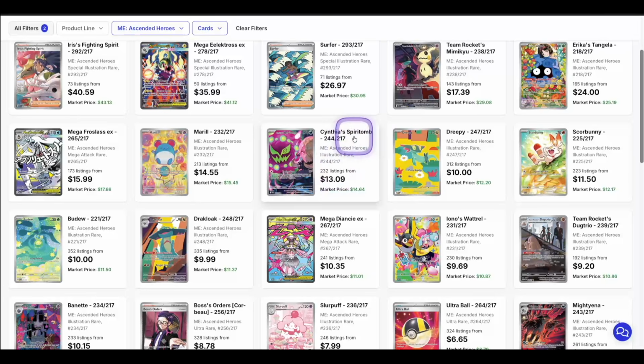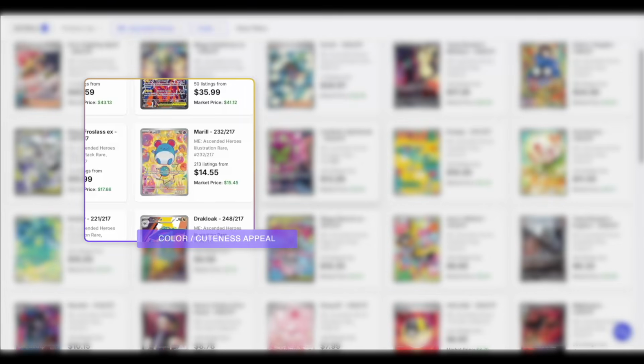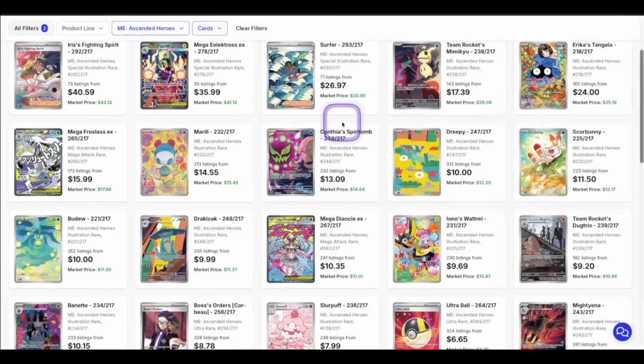Because Spiritomb, I don't think that's particularly popular, not like Cynthia's Garchomp, but it is Cynthia's Pokemon, so this is a maybe. Now, if you don't have character appeal, the next 2 C's that you can consider, you could do it simultaneously, literally, is color appeal and cuteness appeal. And it sounds kind of ridiculous, but bear with me. People like cute stuff. People like colorful stuff too. Things are designed really well or have really nice colors.